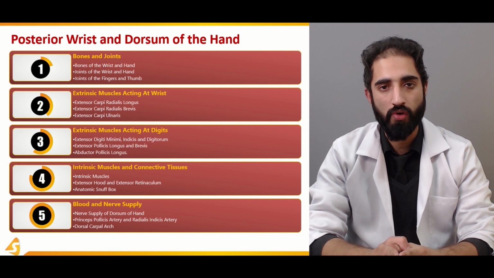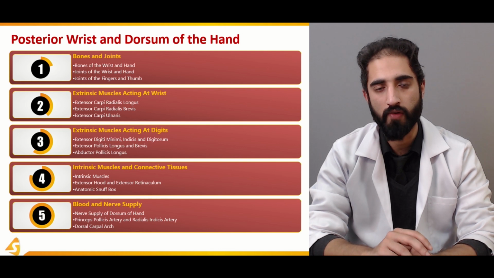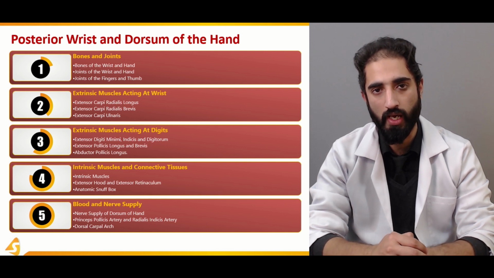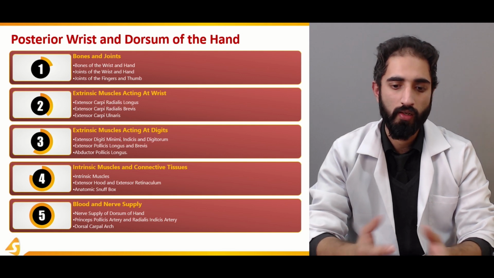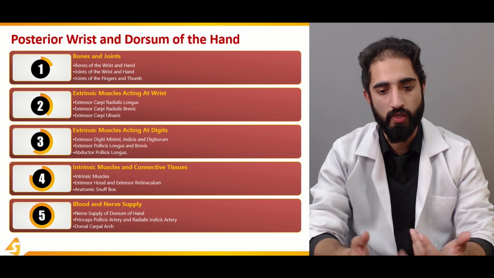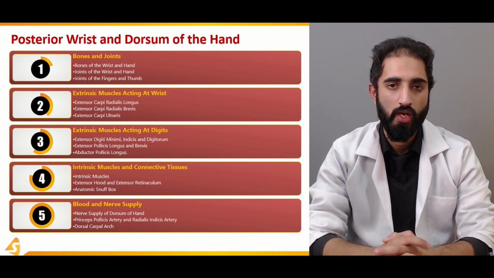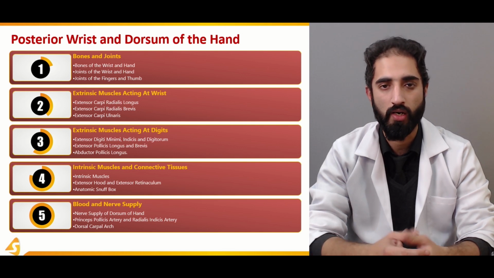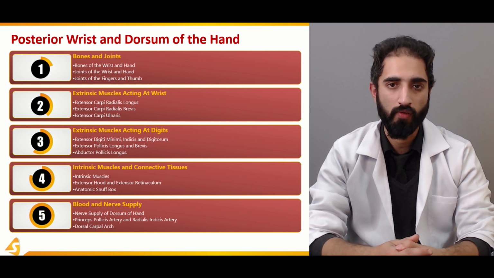At the end, we are going to talk about the blood and nerve supply, specifically the nerve supply on the dorsal aspect of the hand. And then we're also going to talk about the blood supply, including the princeps pollicis artery, the radialis indicis artery, and the dorsal carpal arc. We're not going to talk about the superficial and deep palmar arcs because they are in the context of the palmar or ventral aspect of the hand.